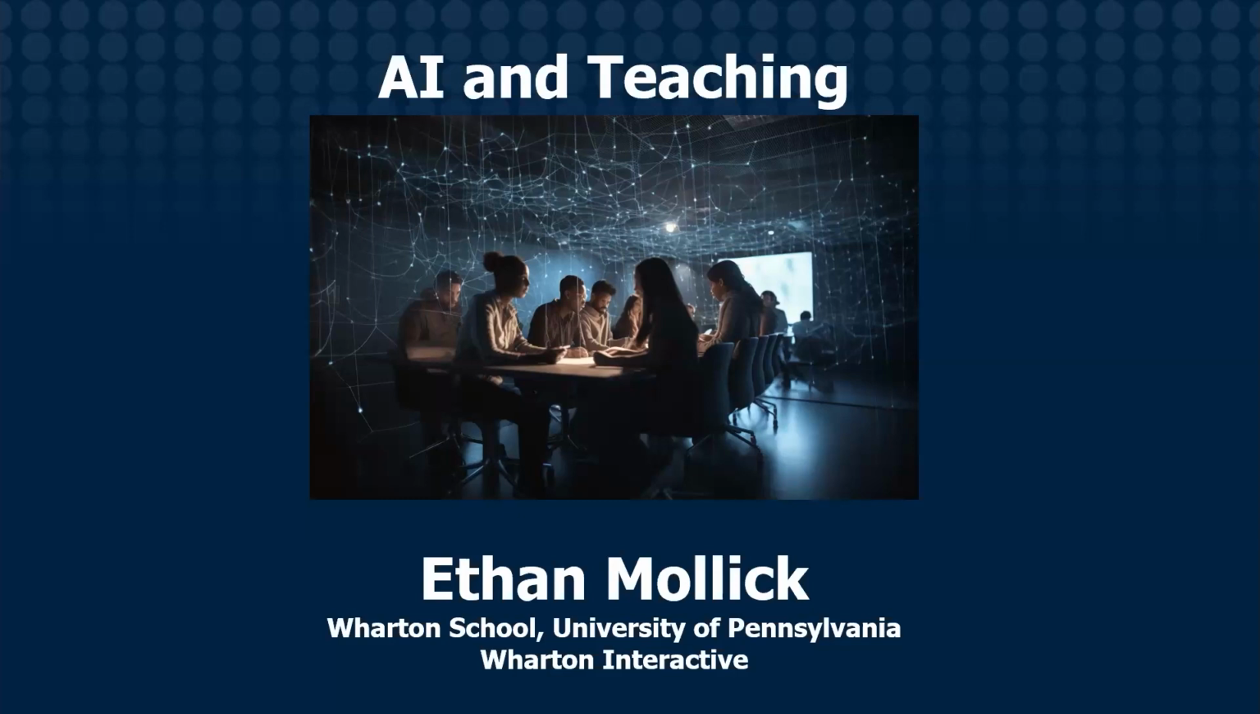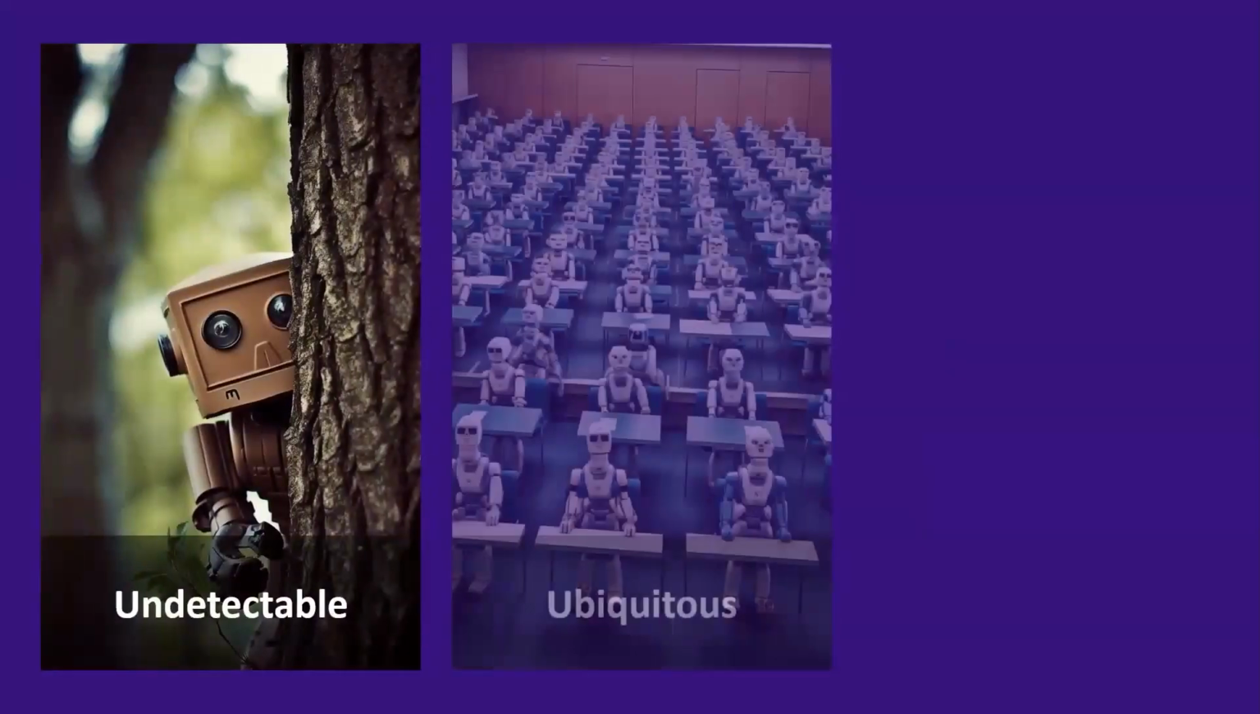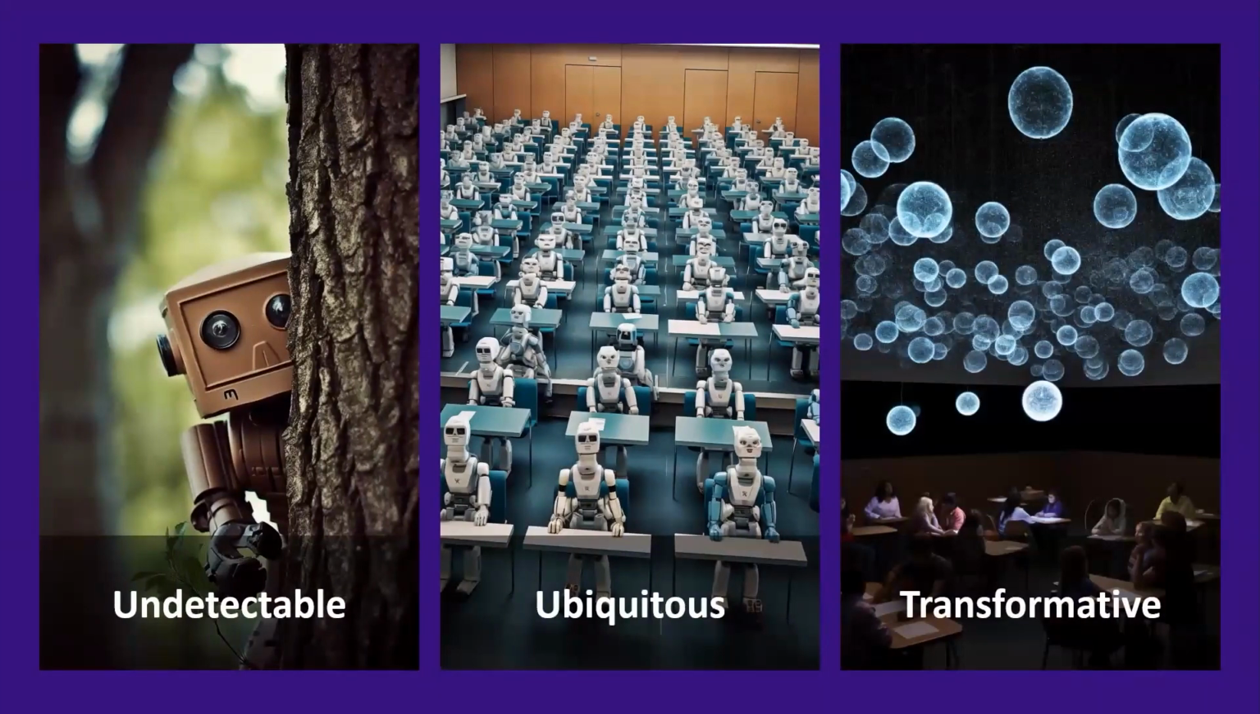So let's first talk about ChatGPT. Let me give you my 3 principles to think about when you're thinking about AI and teaching in a business school. And all the images, by the way, that you see are all AI generated. We'll play with some of that later too, but it's undetectable, it's ubiquitous, and transformative. What do I mean by that? Well, by undetectable, I mean literally it's undetectable.